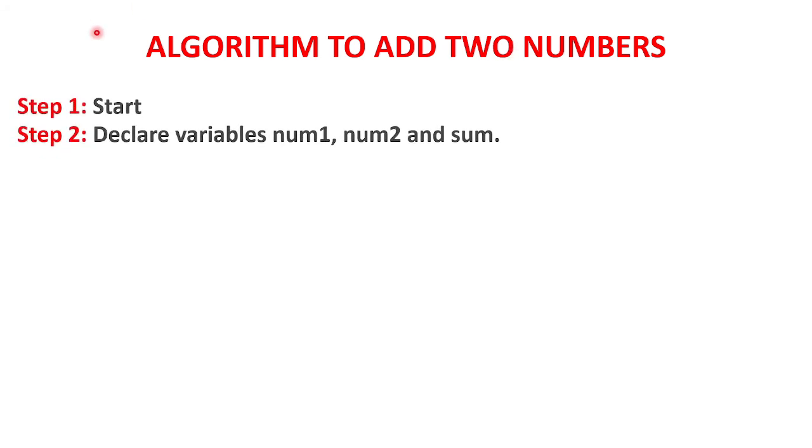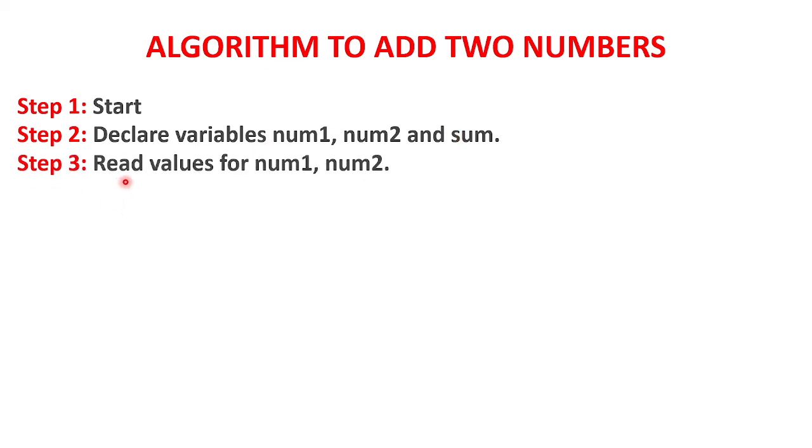So now we'll see the algorithm which I have written to add two numbers. That is first step, as I told you, it is a start step. Then you have to declare the variables like number 1, number 2 and sum for storing the result. In number 1, first value will be stored. In number 2, second value will be stored. And sum variable is declared to store the result.